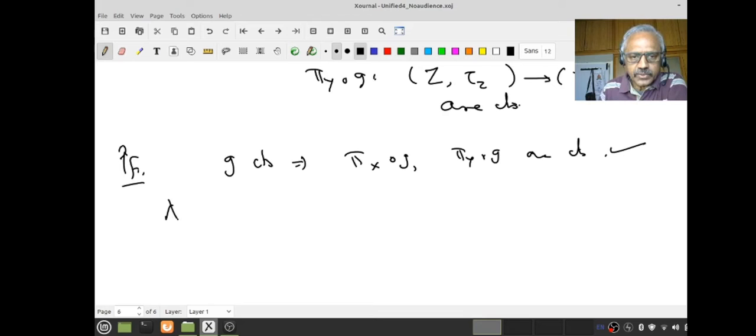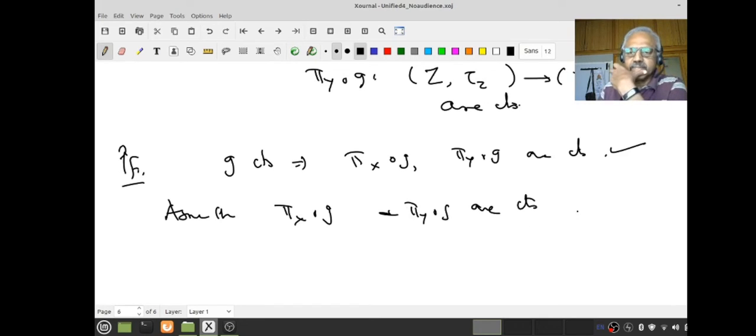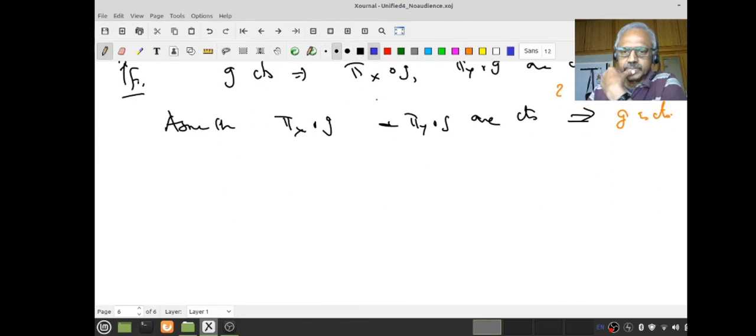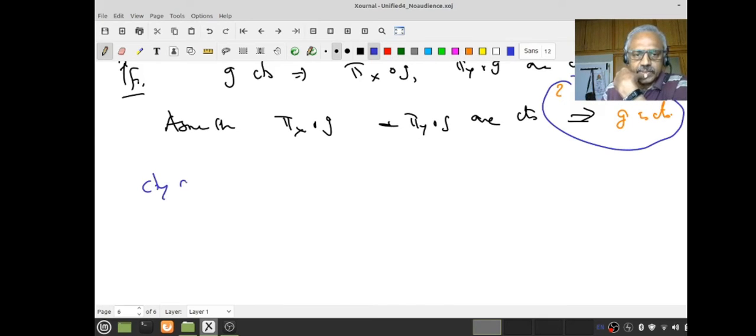Okay, assume that pi x composite G and pi y composite G are continuous. Then what do I want to know? Whether G is continuous. Yeah, let us go through the proof. This part we want to prove. To prove continuity of G, what do I have to do? G is a map from where to where? Z to X cross Y.